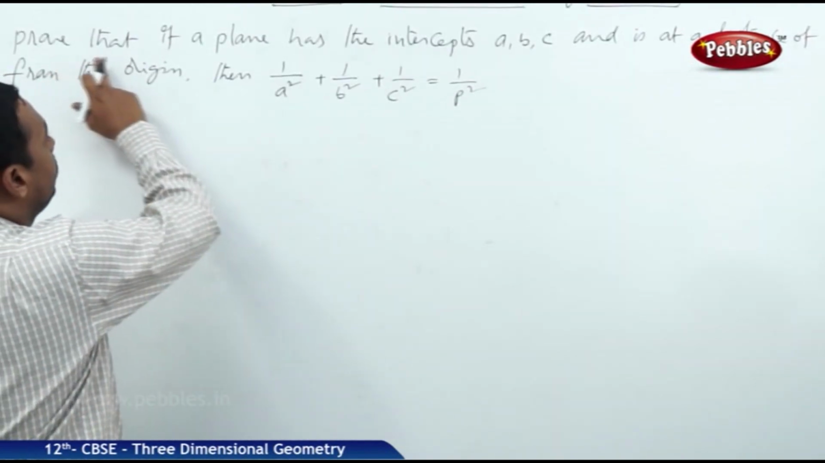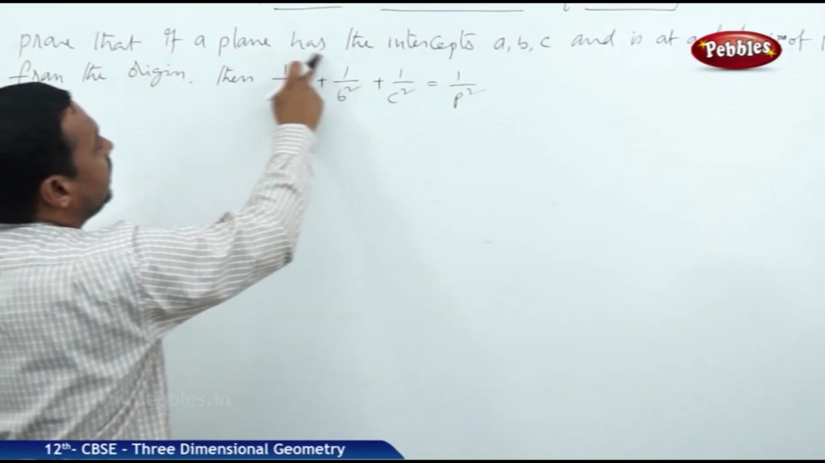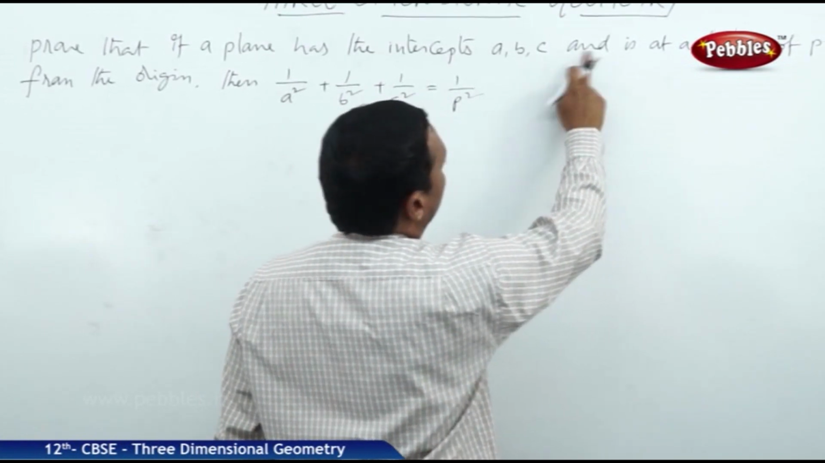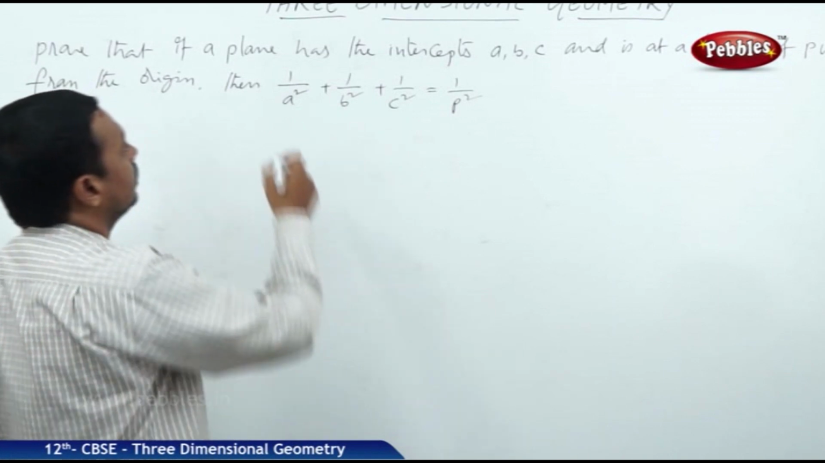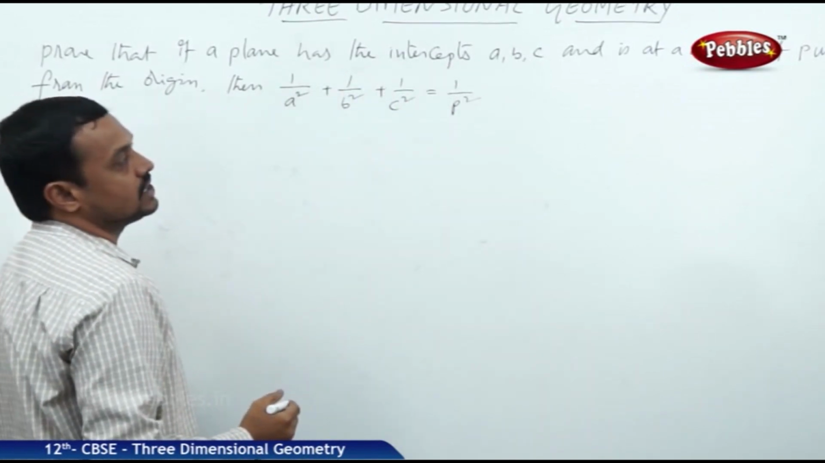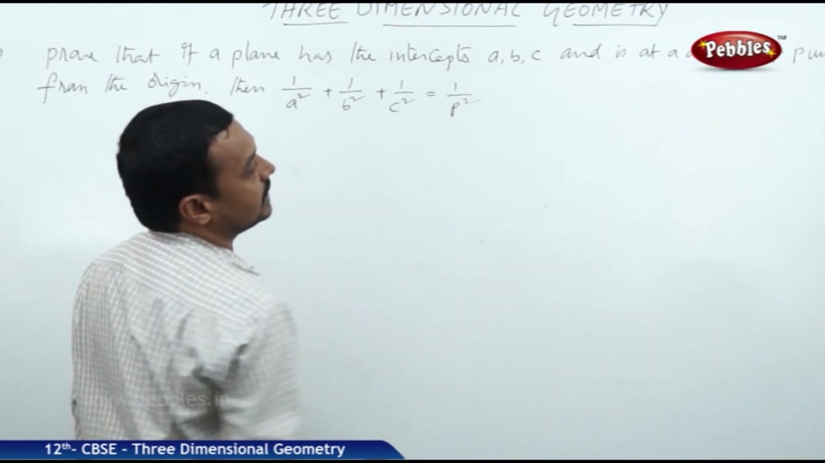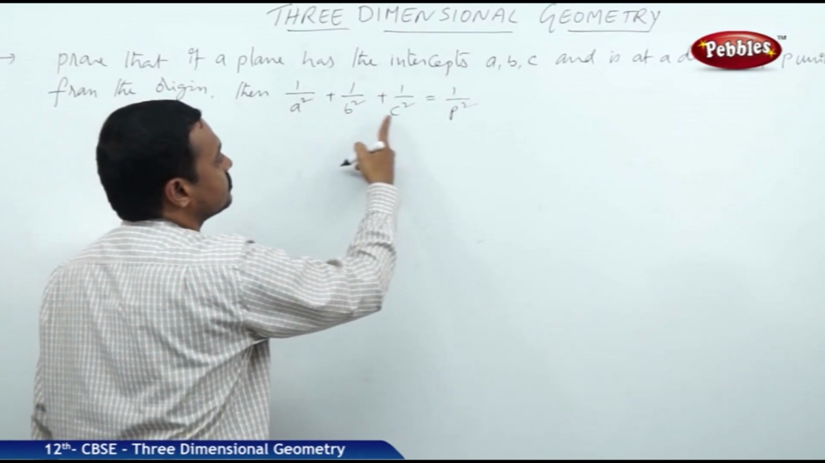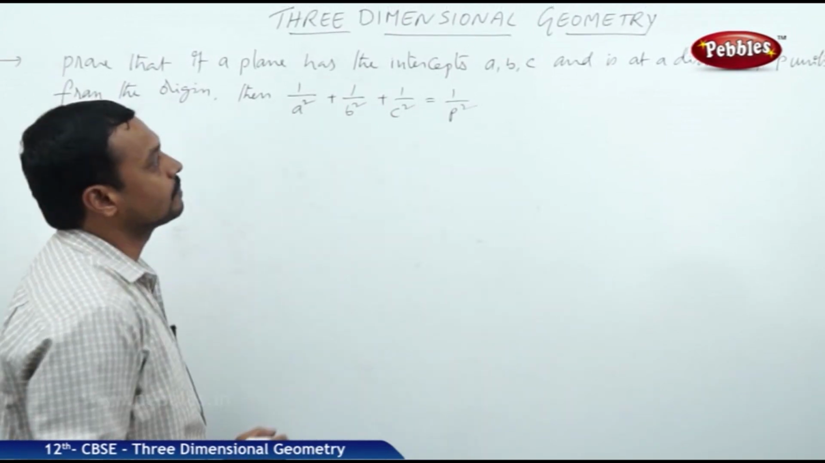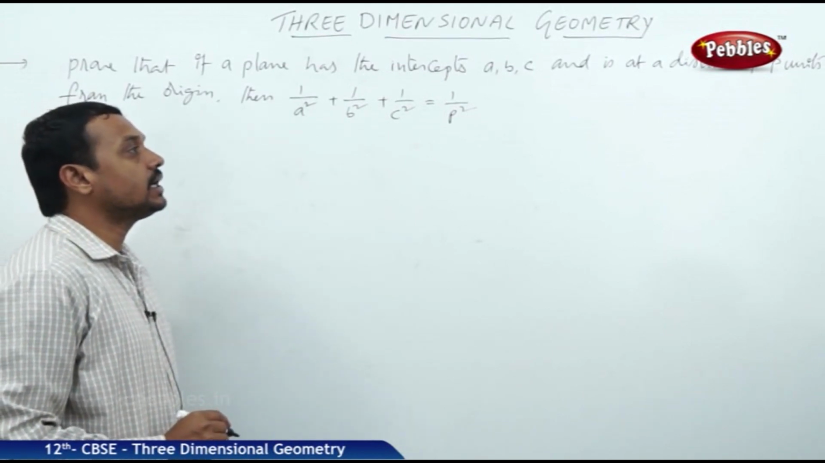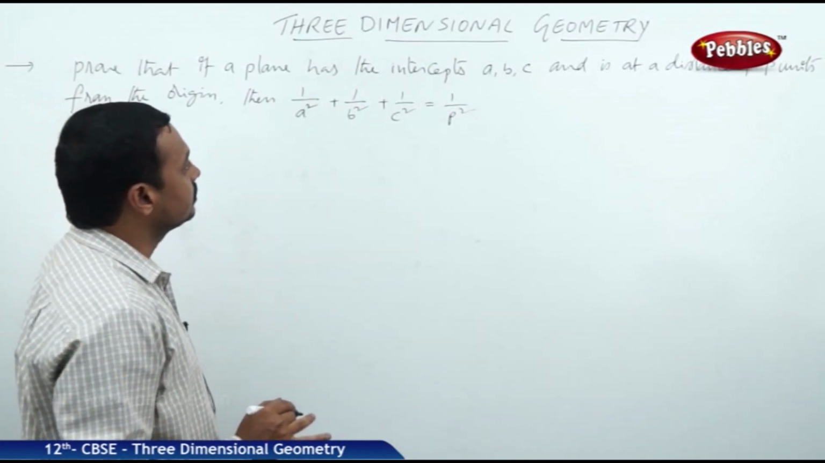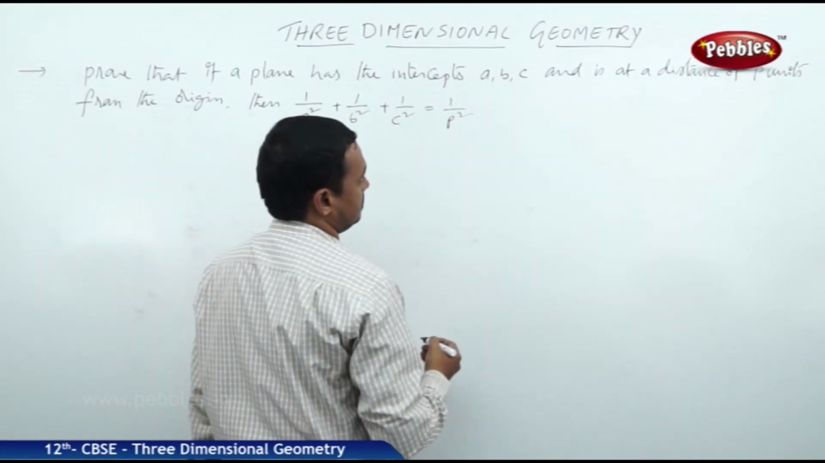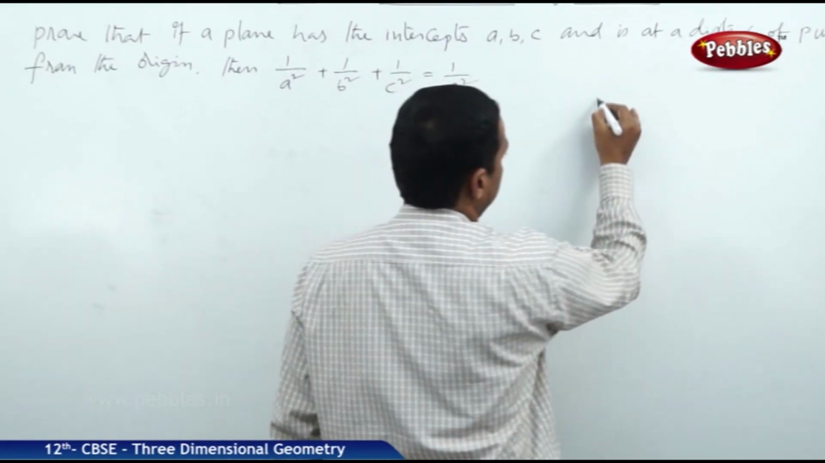Now, this is one more problem. Prove that if a plane has the intercepts a, b, c on the coordinate axes and is at a distance of p units from the origin, then 1 by a square plus 1 by b square plus 1 by c square is equal to 1 by p square. Now the plane is at p units distance from the origin, as well as it makes intercepts on the coordinate axes. Now let us take the diagram.